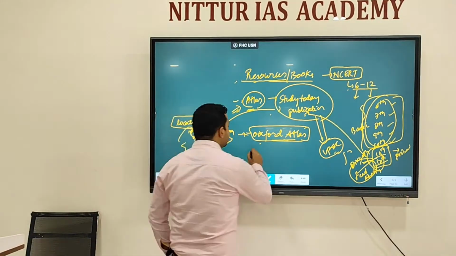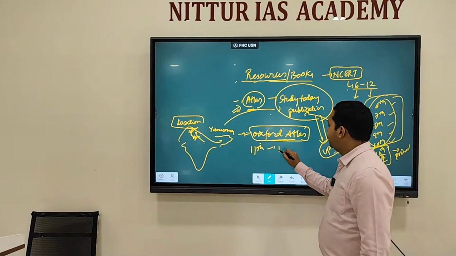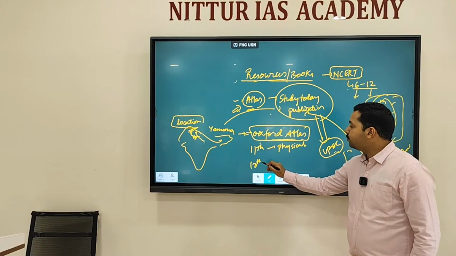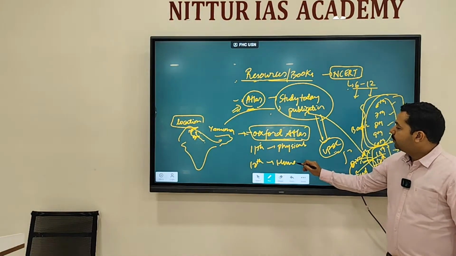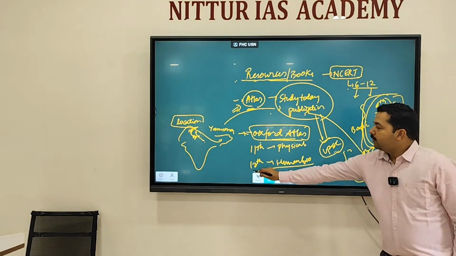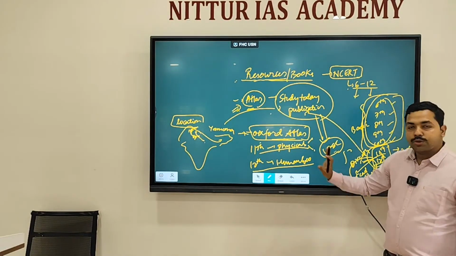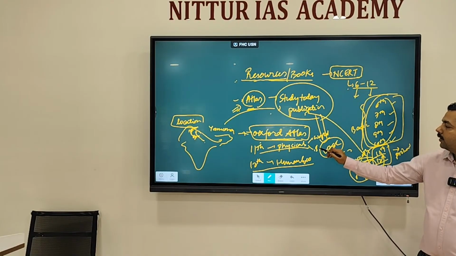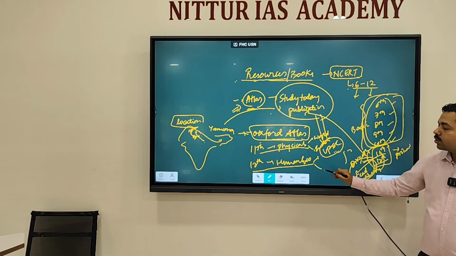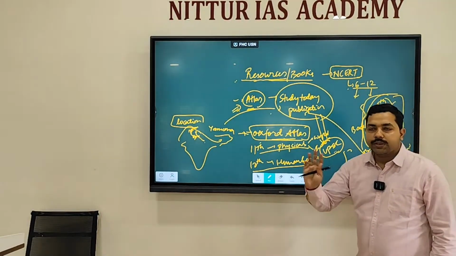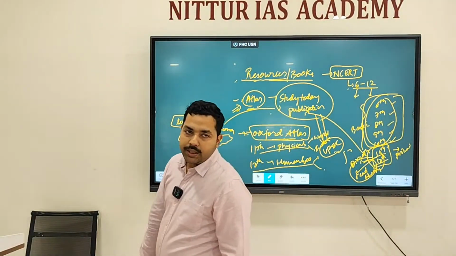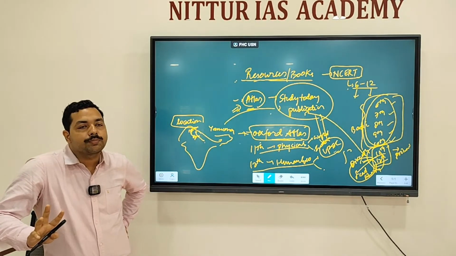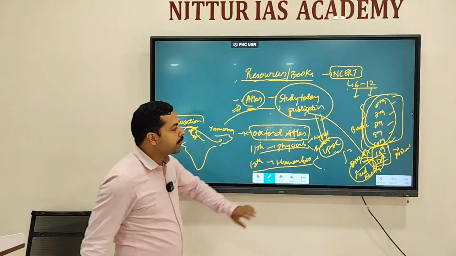Now 11th basically deals with the physical part, and 12th basically deals with the human geography part. Clear? So 11th deals with the physical. There are two books in 11th. One deals with the world and another deals with India. Similarly, there are two books in 12th, which again deal with the world as well as the Indian part. So for physical and human geography, these should be your primary resource.